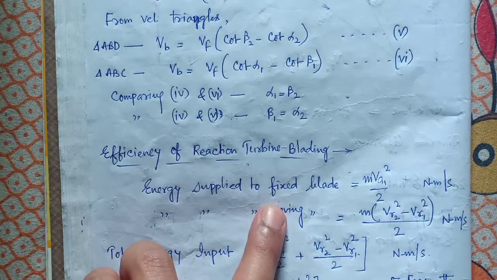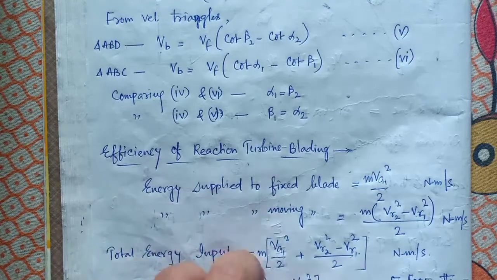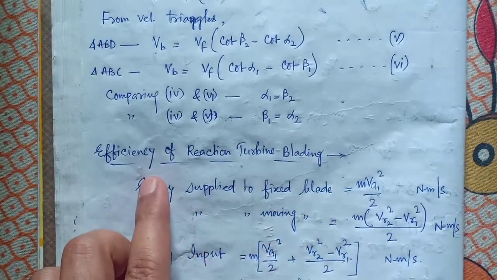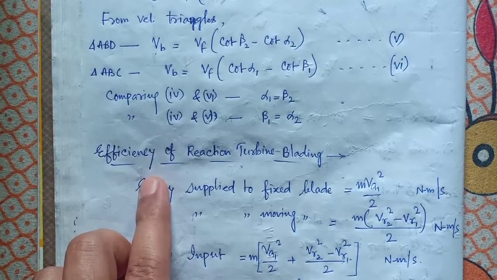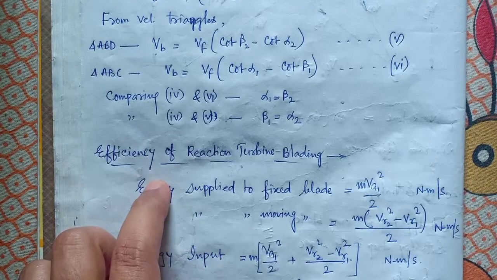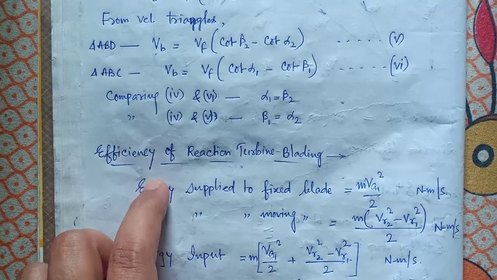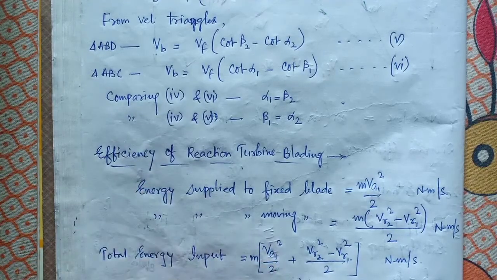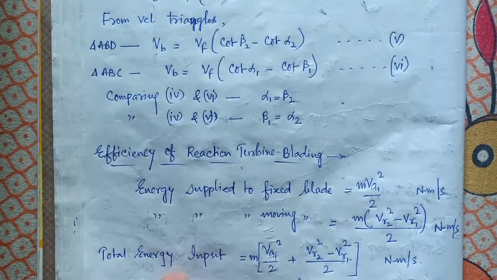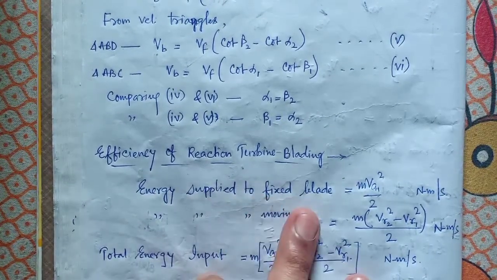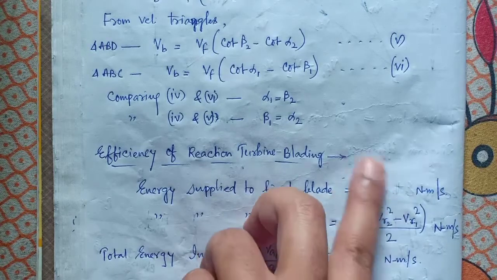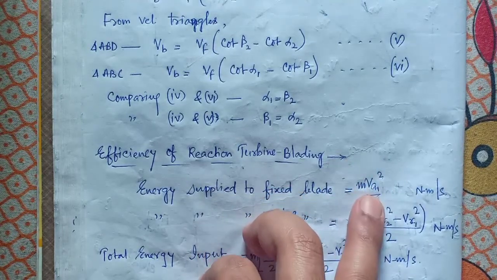So what is rho? Rho is the blade speed ratio. Now consider the 50% reaction turbine for which the moving and fixed blades have the same profile and the velocity vector diagram is symmetrical. So we can say that the energy supplied to the fixed blade is kinetic energy with absolute velocity VA1.